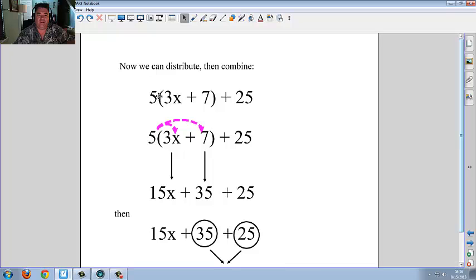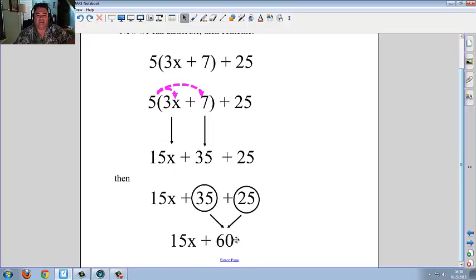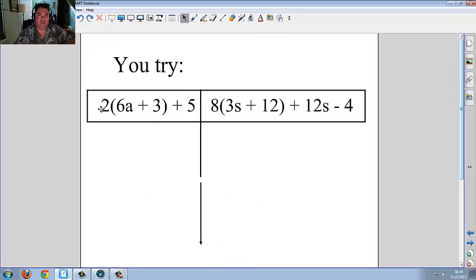Now we can distribute, then combine. 5 times 3x and 5 times 7 have to come first. 5 times 3x is 15x. 5 times 7 is 35. Then I can combine the like terms, which is the non-x, 35 and 25, to make 60. And that's it. You try it this time.